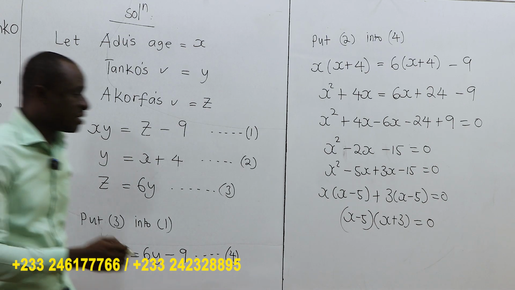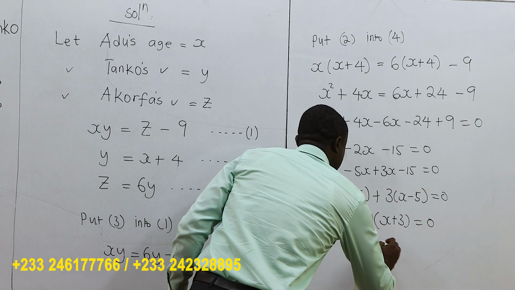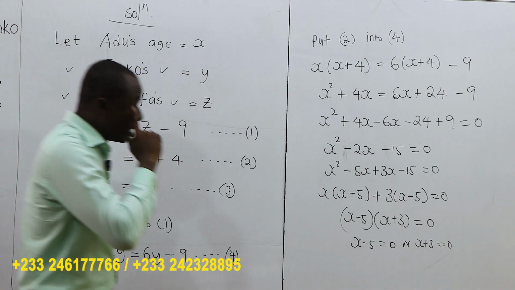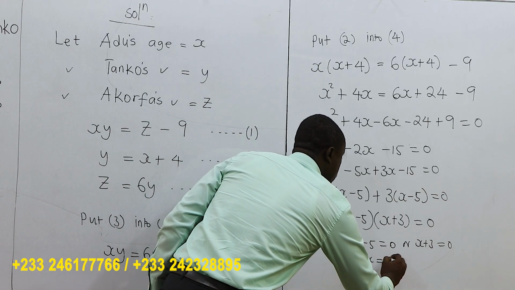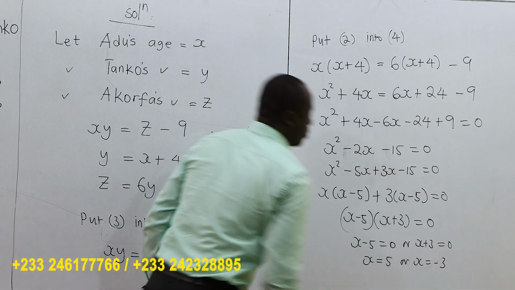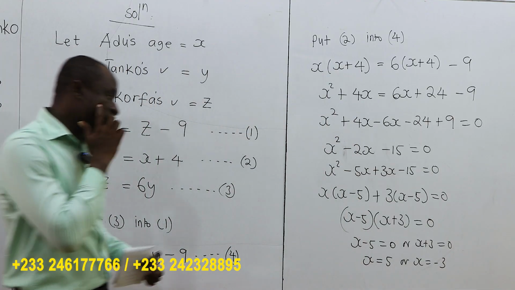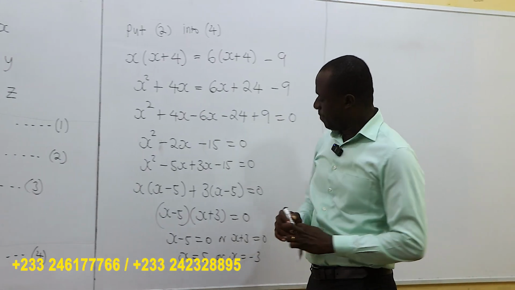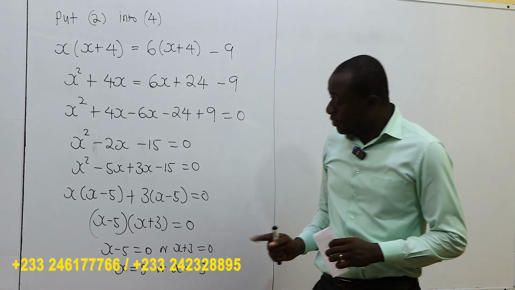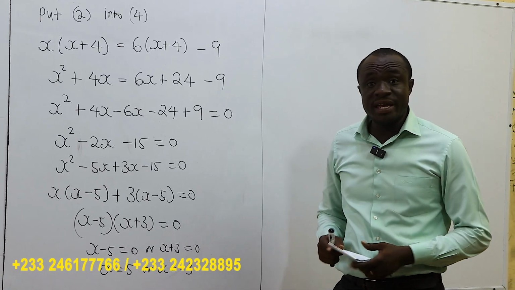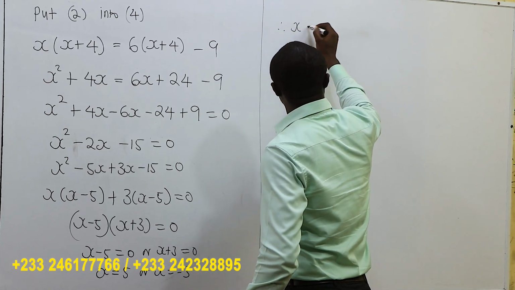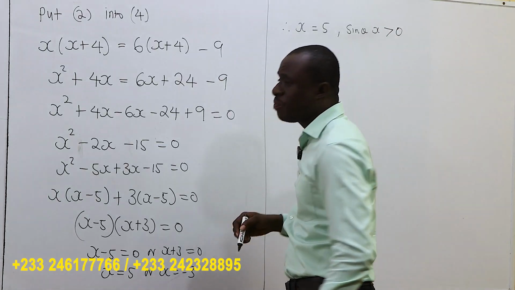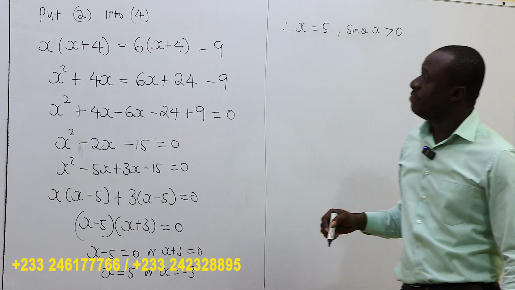From here we use the null factor principle. So you have X minus 5 equal to 0, or X plus 3 equal to 0. So clearly, solving for X, X is equal to 5, or X is equal to negative 3. But you see, it is age, and age can never be negative. Therefore, our X is equal to 5, since X must be positive. It can't be negative.